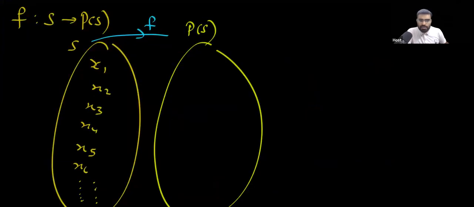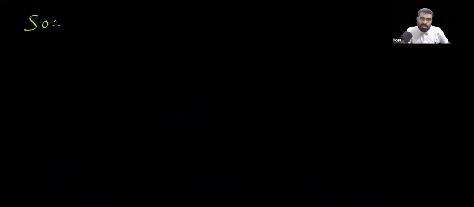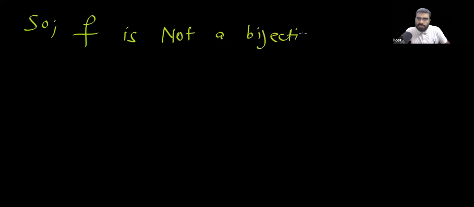So this is what I'm saying. Finally, remember, D is the set that I have created. This belongs to the power set of S, but it is not covered in this function F. So F is not a bijection, correct?